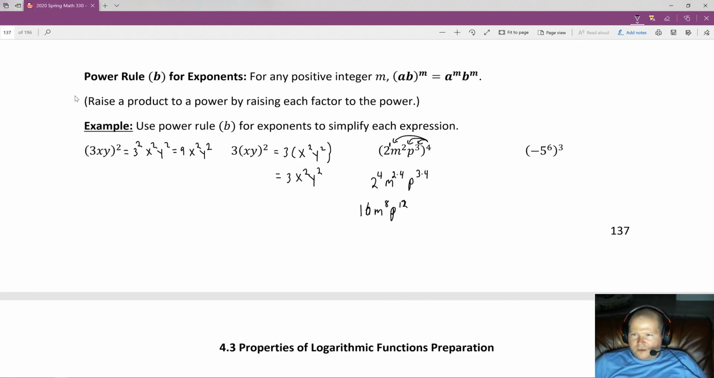Okay, over here, we end up with negative 5 to the 6th power, within parentheses, all to the 3rd power. So you're going to keep the negative. Now, the reason you keep the negative in this case is because you're bringing it to an odd power. If you would have brought the negative to an even power, you would have gotten rid of the negative. Okay, so then it's going to be 6 times 3, which is 18. And there you go.